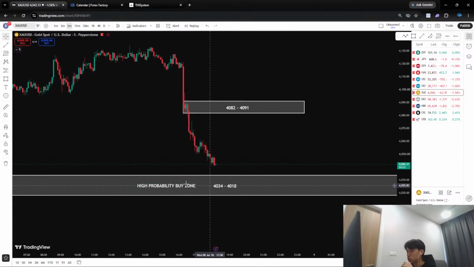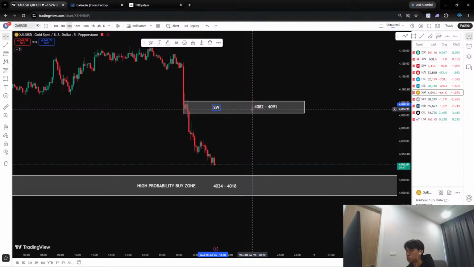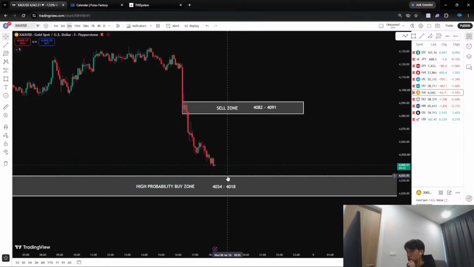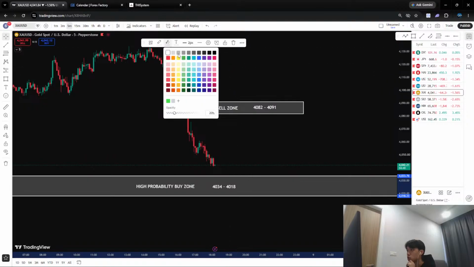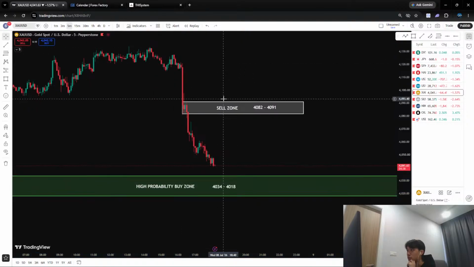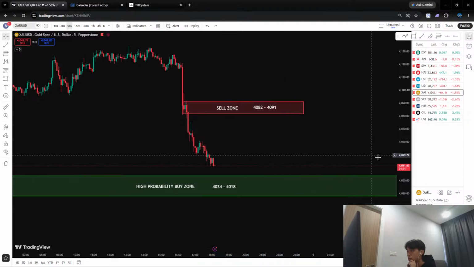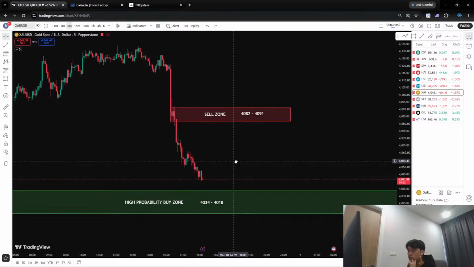Let's see. So these will be our buy zones and sell zones. High probability buy zone, and then this will be our sell zone. Sell zones and buy zones, this is where we will be focusing on today and right now.